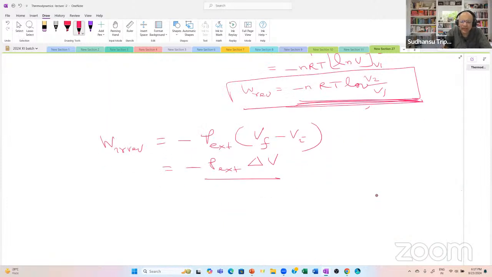Minus, you know the reason why in chemistry we always put a minus sign for work, so that expansion work will be negative, compression work will be positive. That is why.